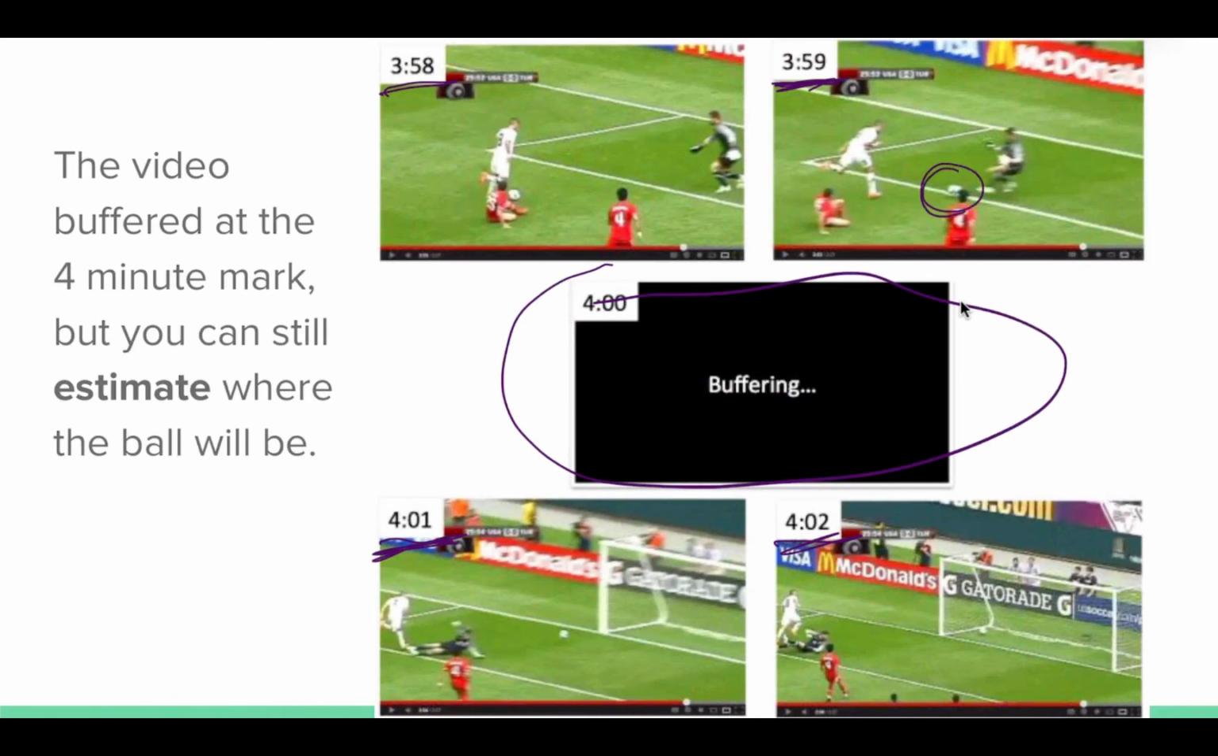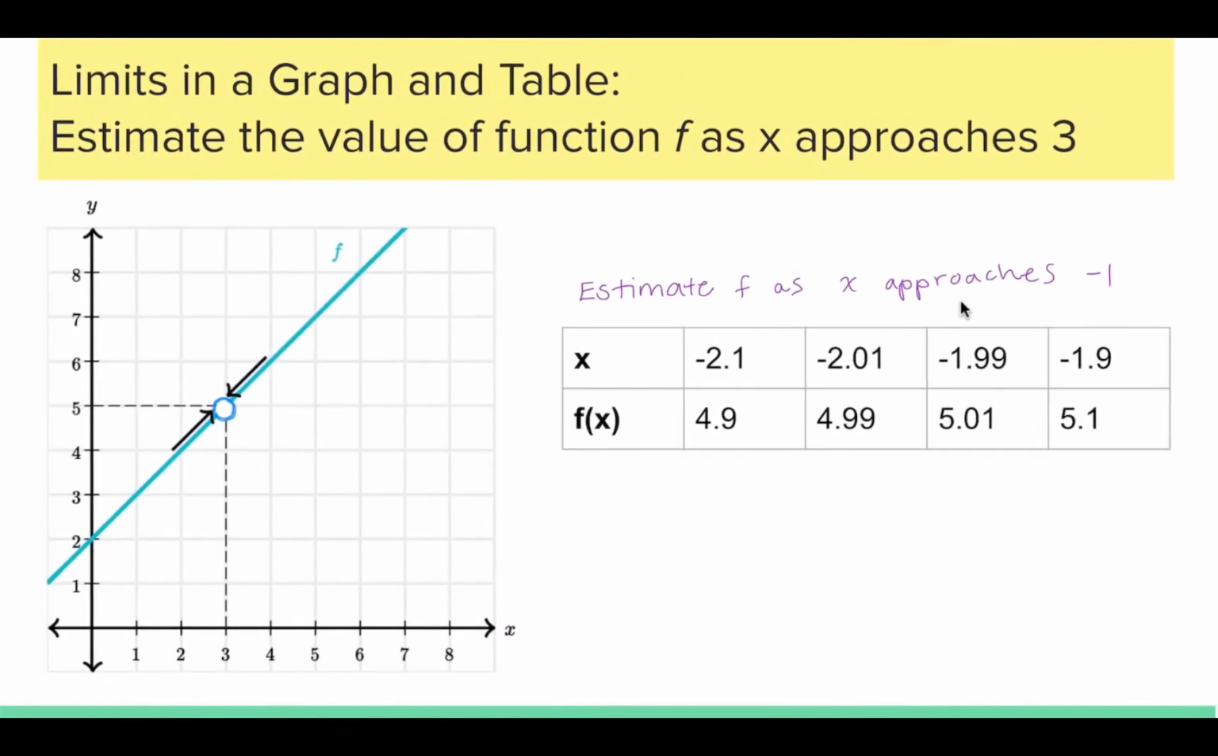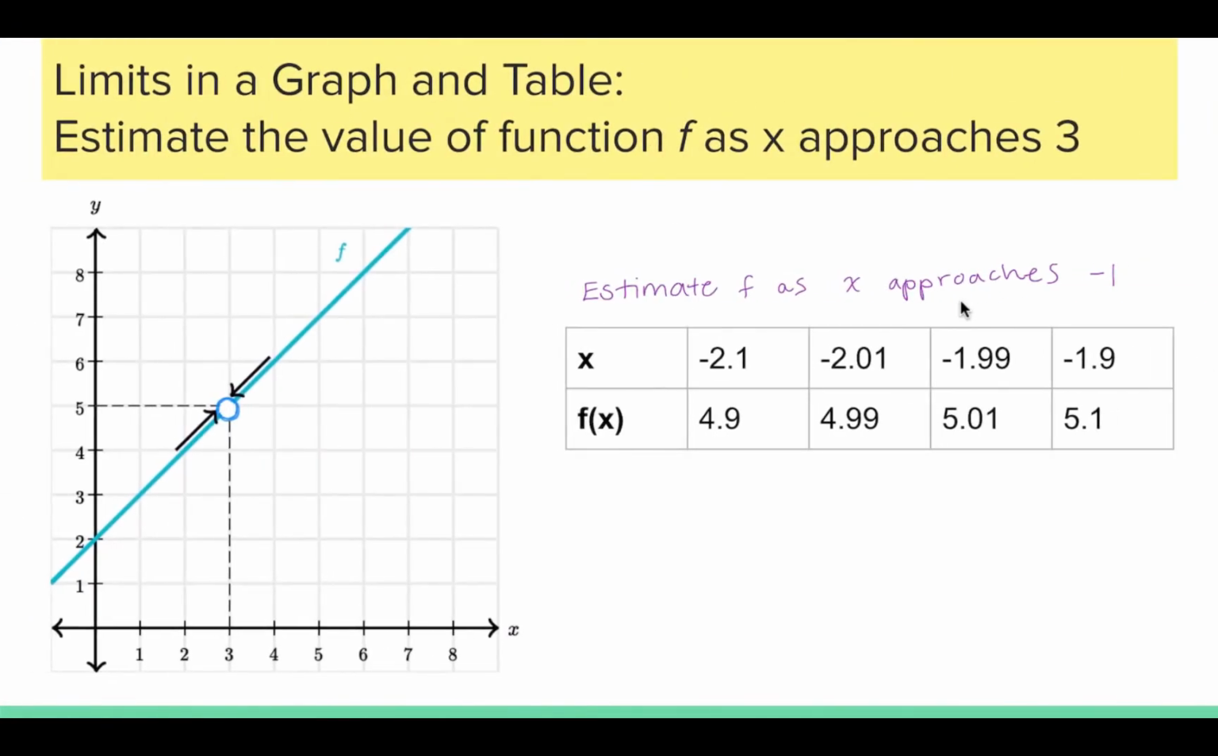So between the ball being right here and the ball being right there, your brain can kind of figure out what happened and make a prediction about what happened, even if you can't necessarily see it. Okay? So conceptually, this is all a limit is, just estimating what's happening at a certain point. Obviously, we're going to have to bring a little bit more math into this to talk about graphs and tables.